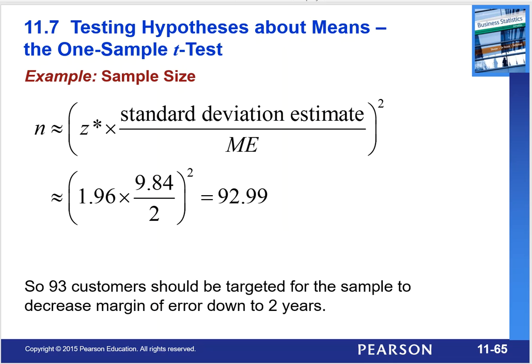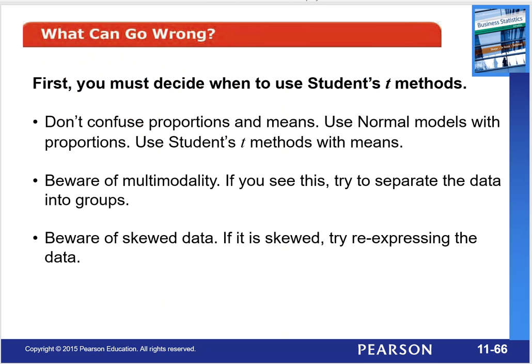Now, that is all. So we've learned to do a lot of things. All of them for means, but all of them repeats from doing proportions. So this is not new stuff. It's just a different application of it. What can go wrong? You have to decide when to use the student t. There's no quick and dirty way to do this, but more often than not, you will be using t, not z, because we usually don't know the population standard deviation.